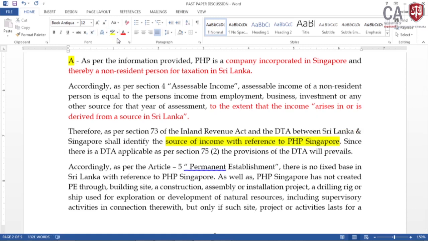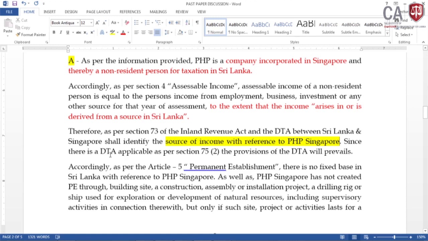Now we have come to the next one, identified as a non-resident. In that, we have known that the particular sources of income shall be taxed in Sri Lanka. Then we need to look at the DTA between Sri Lanka and Singapore, and what the sources of income are. Since there is a DTA applicable, as per section 75 subsection 2, the provisions of the DTA will prevail.